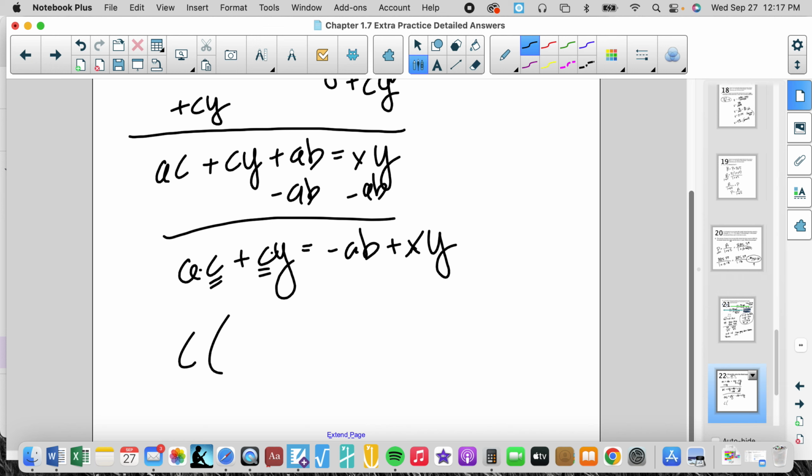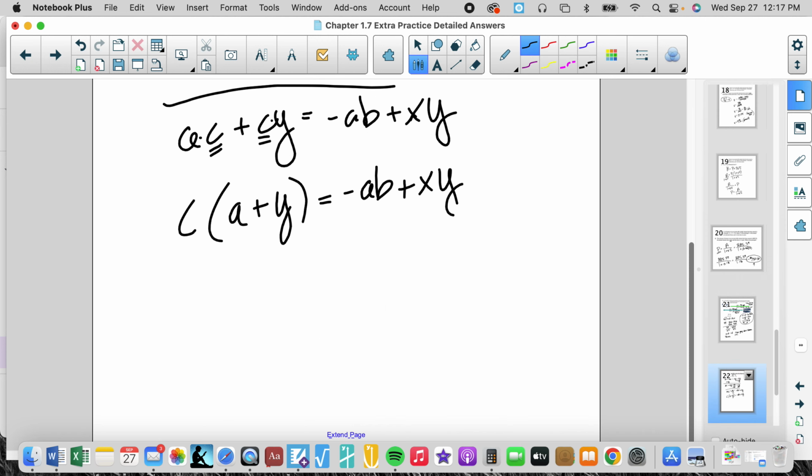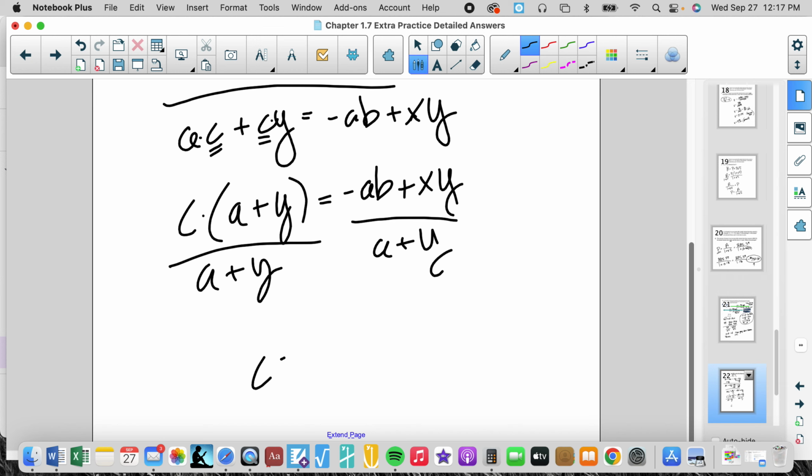If I take a C from AC, it leaves me with A. If I take a C from Y, it leaves me with positive Y, equals negative AB plus XY. AB is always going to come before XY. A comes before X. And now I have this. I'm going to divide by A plus Y, divide by A plus Y, and I get C equals the opposite of AB plus XY all over A plus Y.